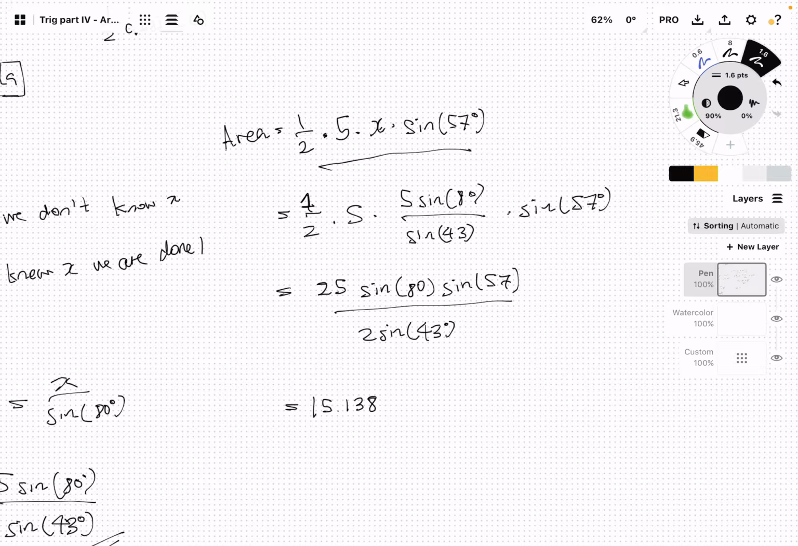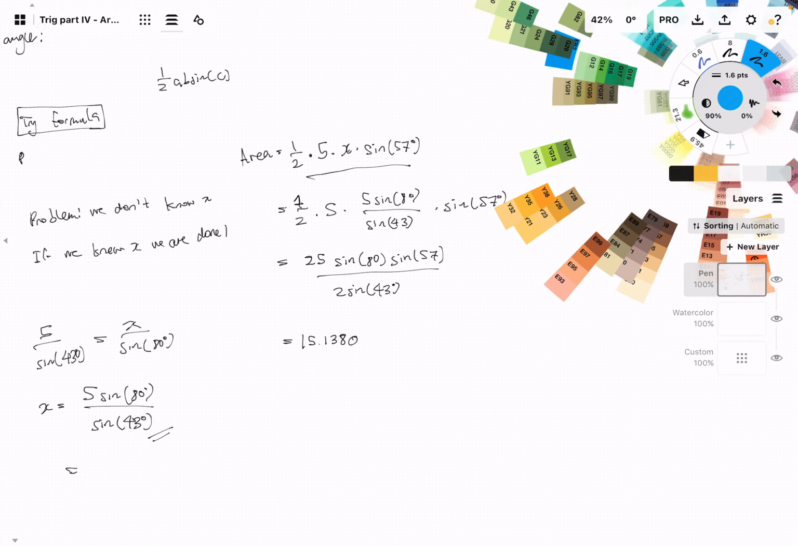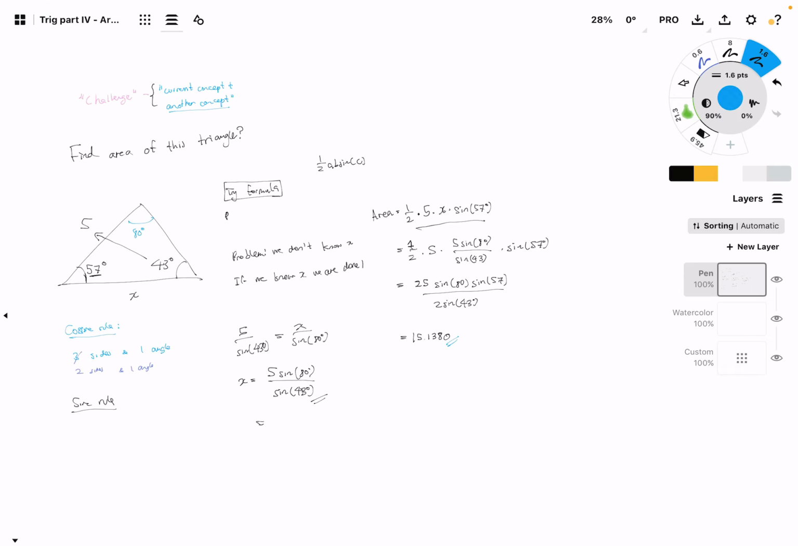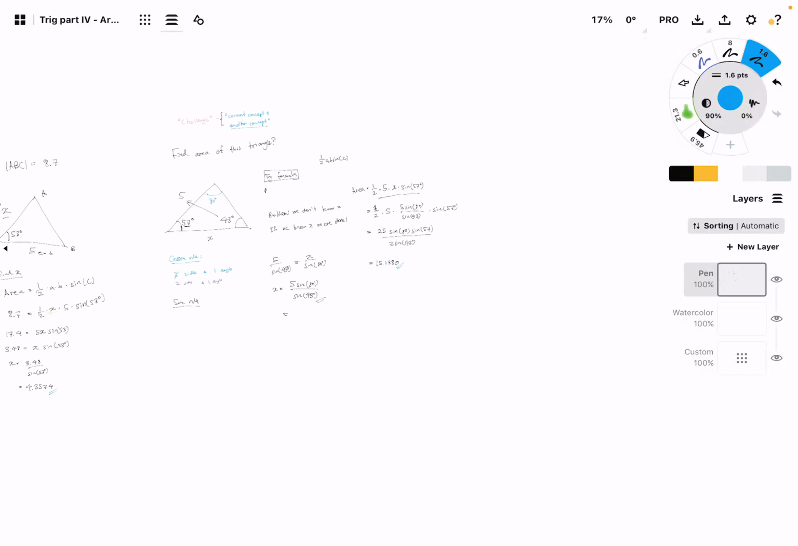15.1380. And that's it. That's the area of this triangle. So yeah, that's what a challenging application would be like, combining the area formula with one other concept.